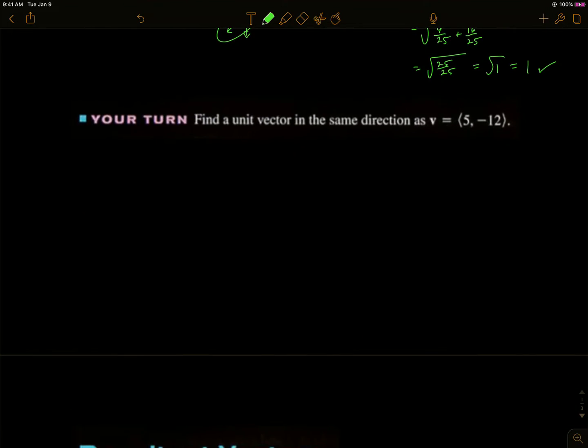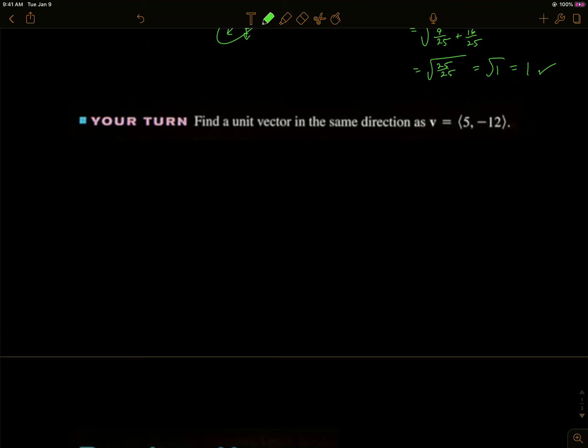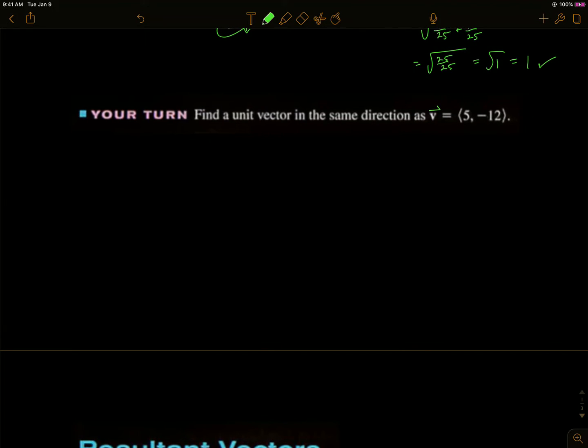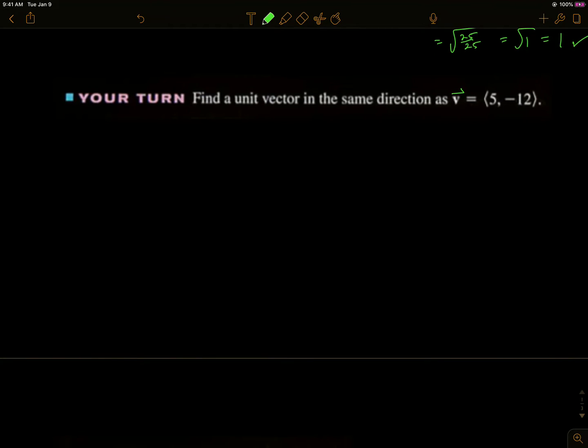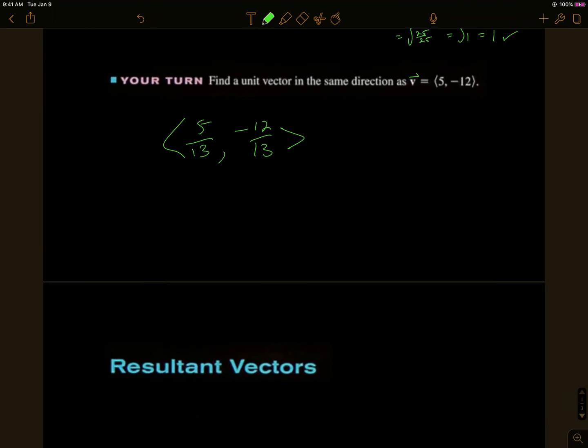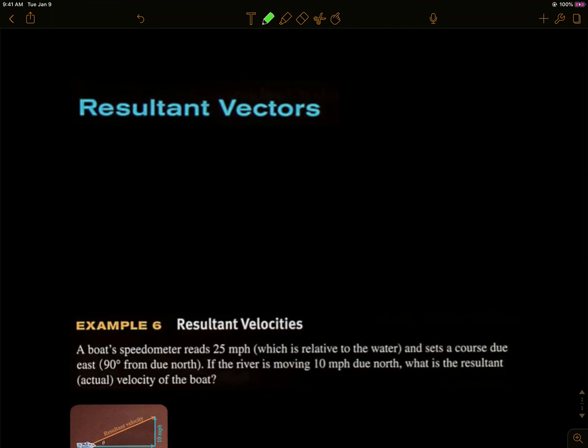Take a second and try to find the unit vector for vector v, 5, -12. All right, welcome back. You should have gotten 5/13 and -12/13. That's the unit vector. Let's talk about now some resultant vectors.